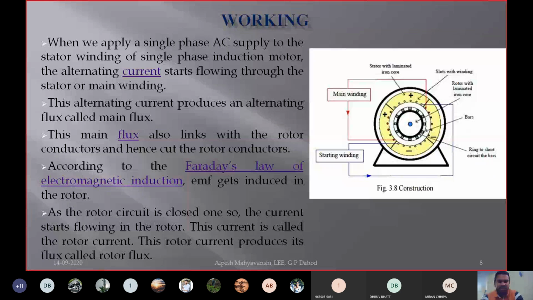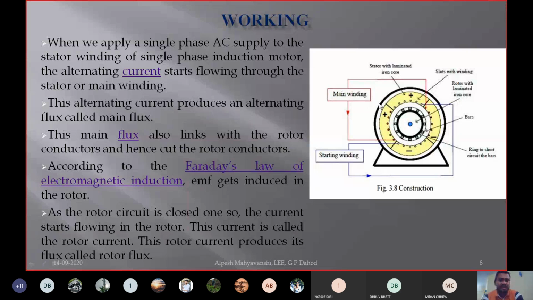Now as we discussed earlier, the rotor copper bars are permanently short circuited, so we can say that the rotor circuit is a closed one. So the current starts flowing in the rotor conductors. This current is called the rotor current, and this rotor current produces the flux which is called the rotor flux.